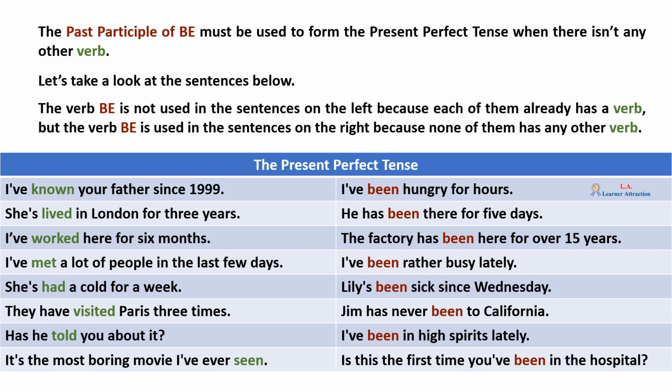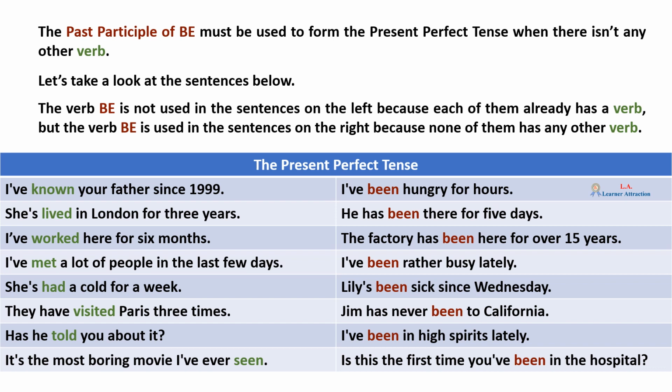The past participle of be must be used to form the present perfect tense when there isn't any other verb. Let's take a look at the sentences below. The verb be is not used in the sentences on the left, because each of them already has a verb, but the verb be is used in the sentences on the right, because none of them has any other verb. The present perfect tense. Let's look at the sentences on the left. I've known your father since 1999. Known is a verb, and therefore the verb be is not used.